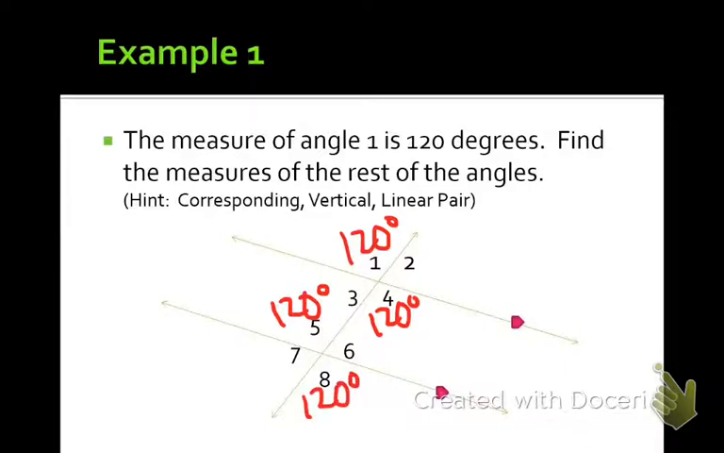All right, now we can use linear pair. What does linear pair mean? If they're a linear pair, the angles add up to 180. Right. So 1 and 2 are a linear pair, so what can we say angle 2 is? Yeah, it'd be 60. 120 plus 60 equals 180, so that would be 60.